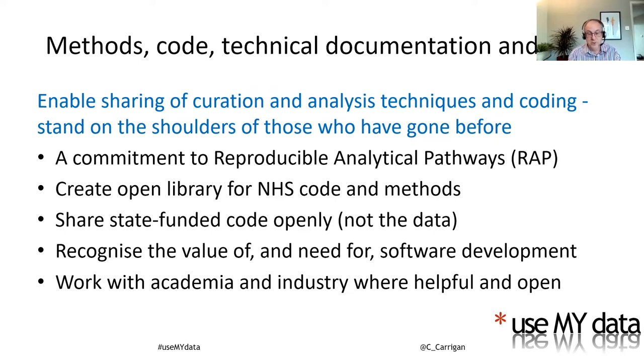And that also allows you to reproduce various different analytical pathways. You can reproduce work that's already been done and test it, peer review it much more easily. The other benefit is, as in the report, it says you need to generate an open library for all this code. So make it available to anybody who wants to use it. If it's funded by us, that should be usable by anybody. This is sharing the code and not sharing the data. Just remember.